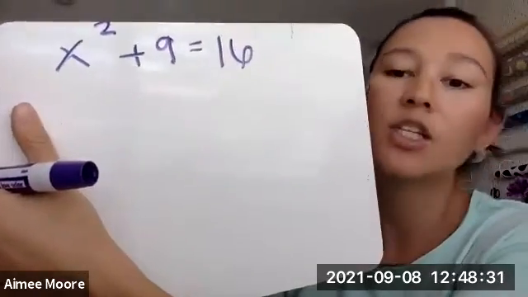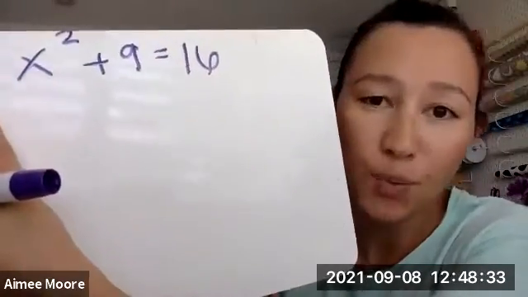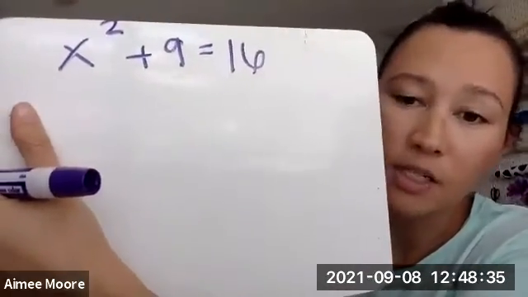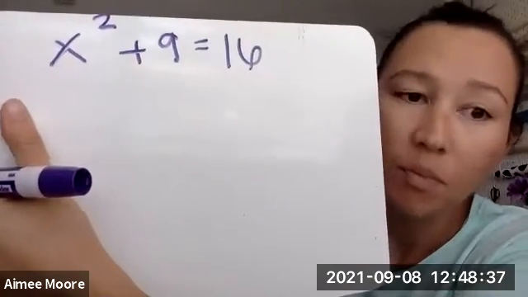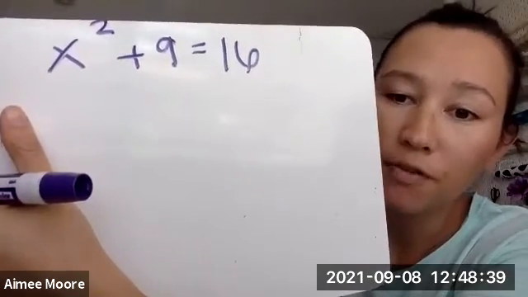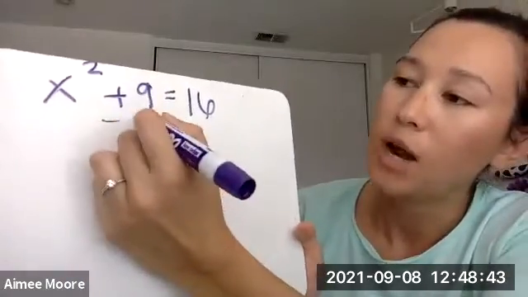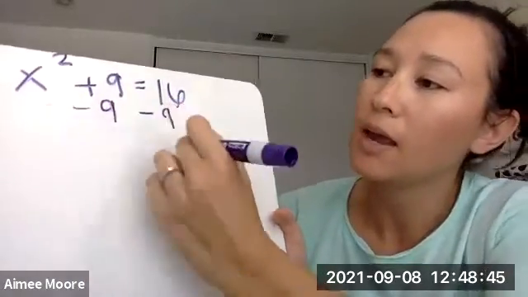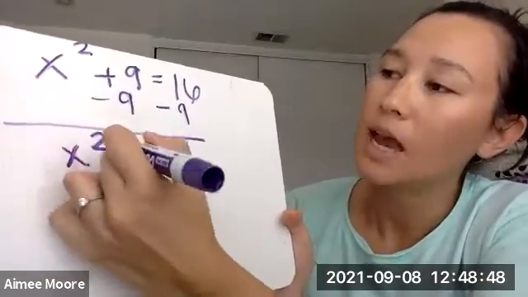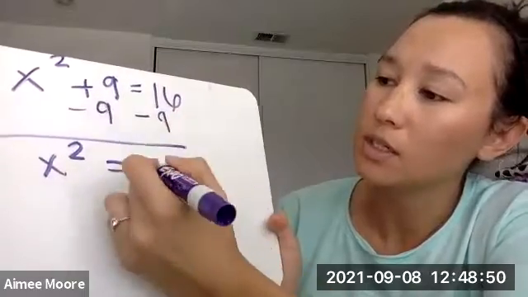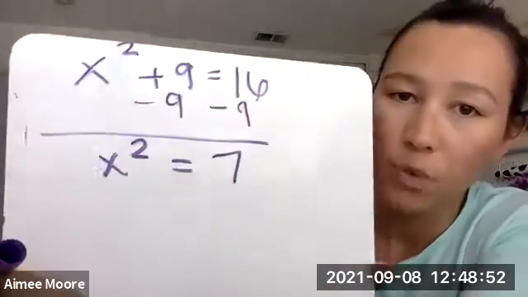So, yes, exactly, it's wrong. So what should we do first? What's the first thing you do? Yep, isolate the variable. So we would subtract 9 from both sides, right? Giving us x squared equals 16 minus 9, which is 7.